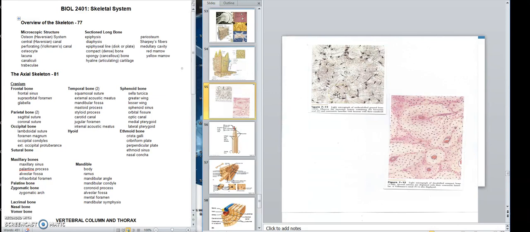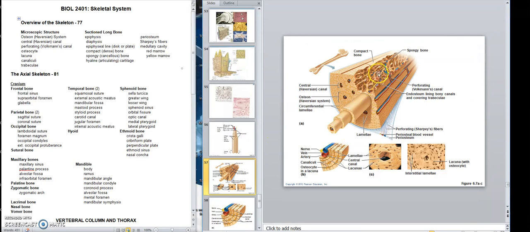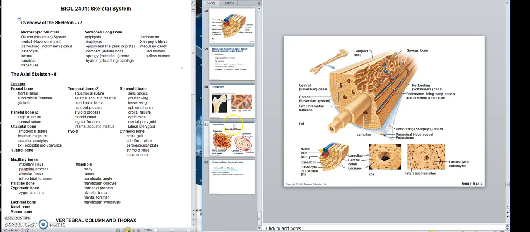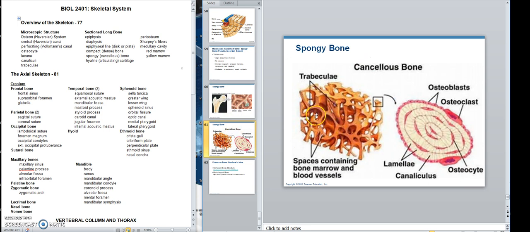Trabeculae are found in spongy bone, those little spicules of bone. See these trabeculae right here. This is spongy bone there. Then if we go to the long bone here, here are trabeculae again to show you. And here's the osteocyte again within those lacunae.